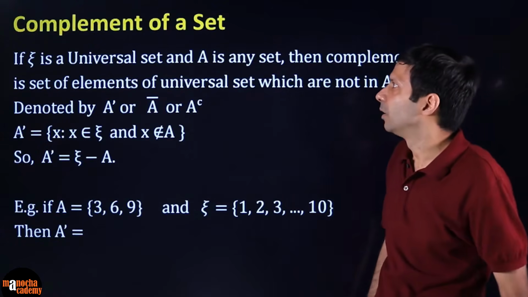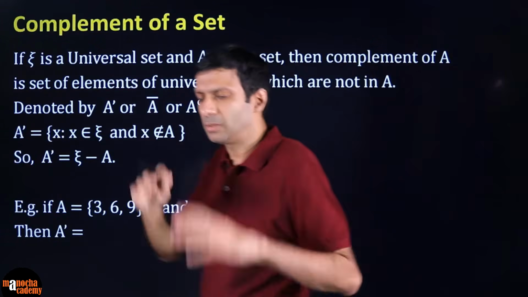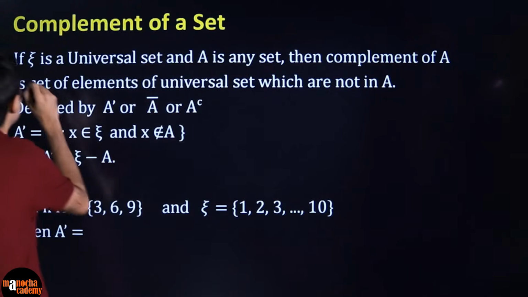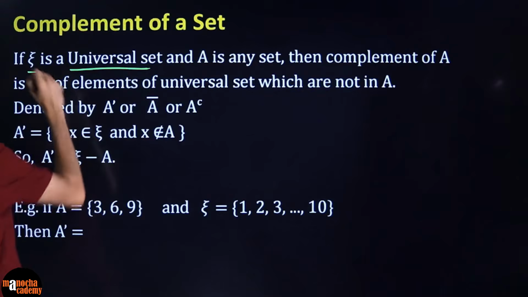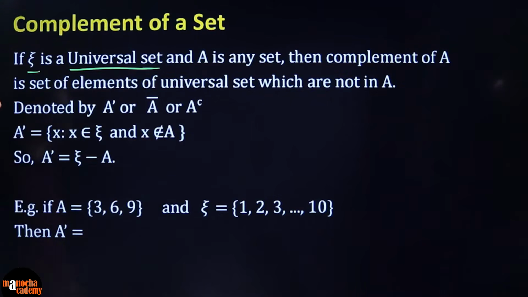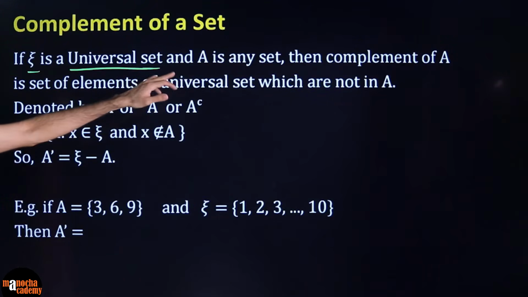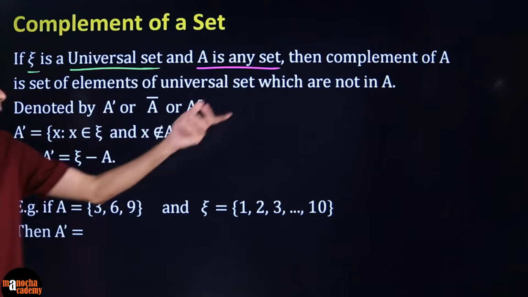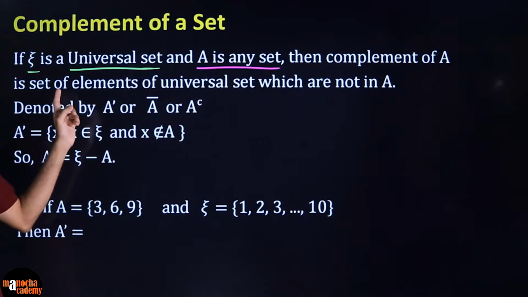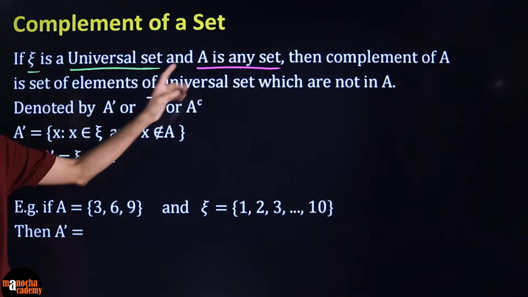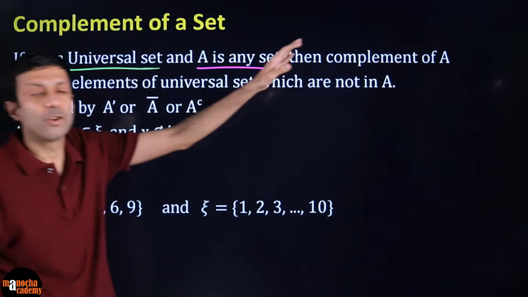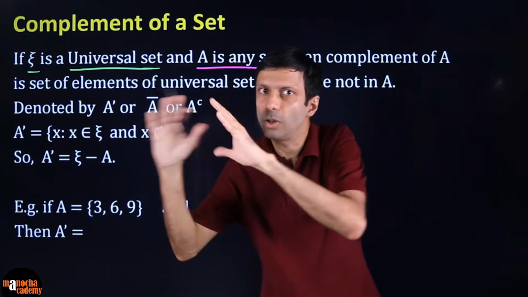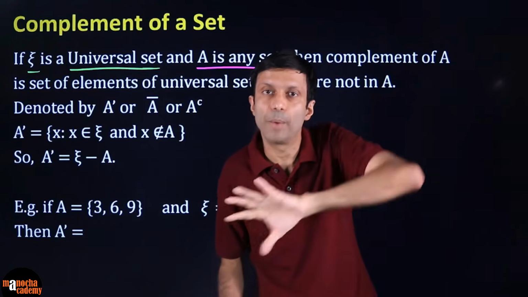So what is it? If we take a universal set, remember, the set of all the things that are in consideration, which we represent with this symbol, or you can use U, and you have some set A, then the complement of the set is the set of all the elements that are in the universal set but are not in A. So complement of A means you take all the elements which are in the universal set but not in A.